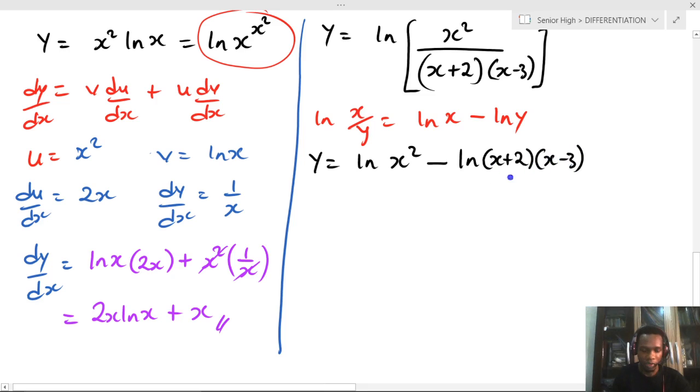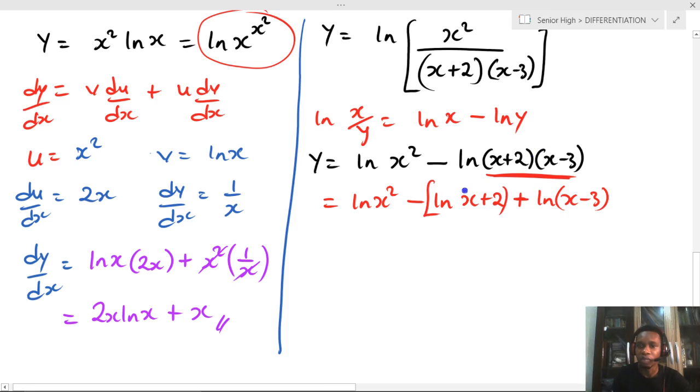But also notice something here. In this particular case, we're also seeing a multiplication inside the ln, right? So we can also break this down again. It will be equal to ln x squared minus, we have here ln x plus 2. Put this in a bracket so we won't confuse ourselves. Minus, that's plus right now because this is a product, so we have plus ln x minus 3.